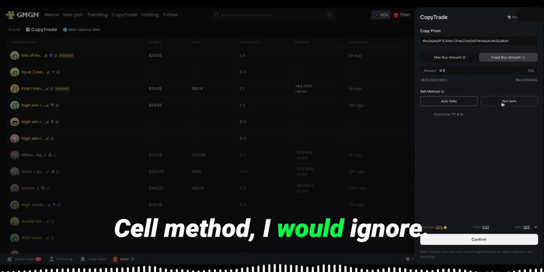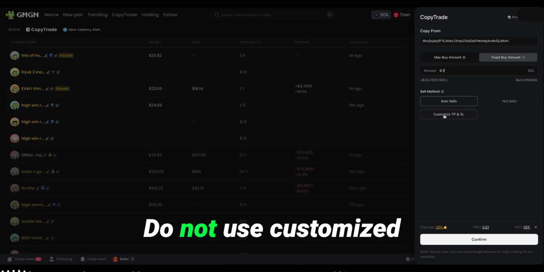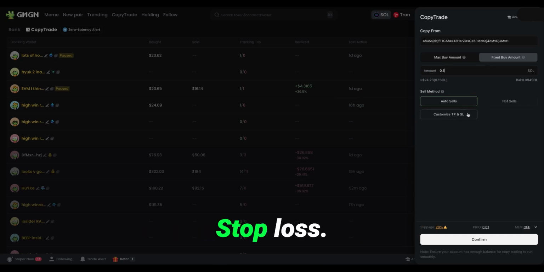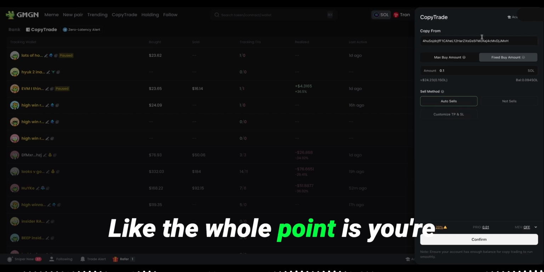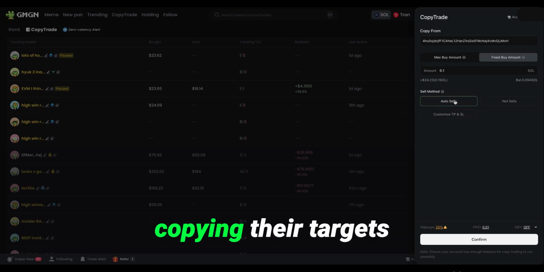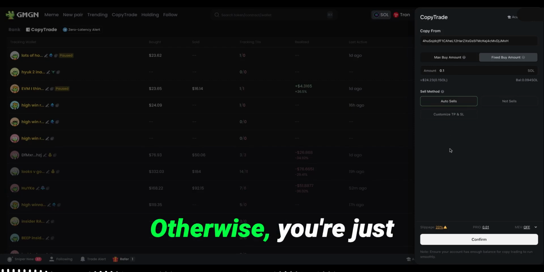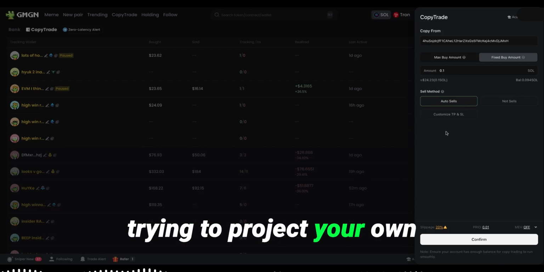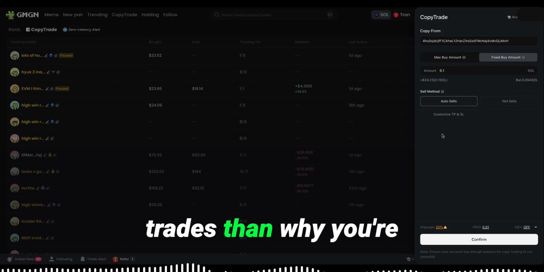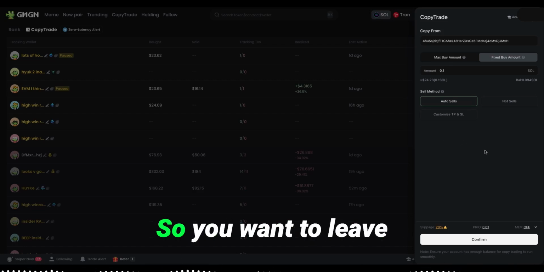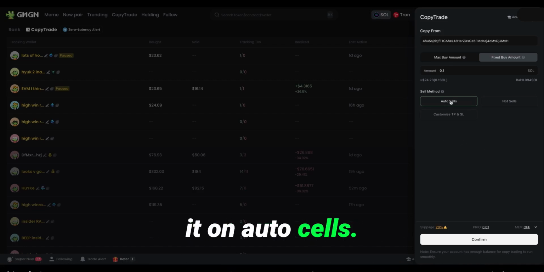Sell method, I would ignore. Do not use not sells. Do not use customized TP and SL or stop loss. This is stupid. The whole point is you're copying another person, so you want to be copying their targets as well as their losses. Otherwise, you're not copy trading. Otherwise, you're just trying to project your own opinions on someone else's trades. Then why are you copying in the first place? So you want to leave it on auto sells.